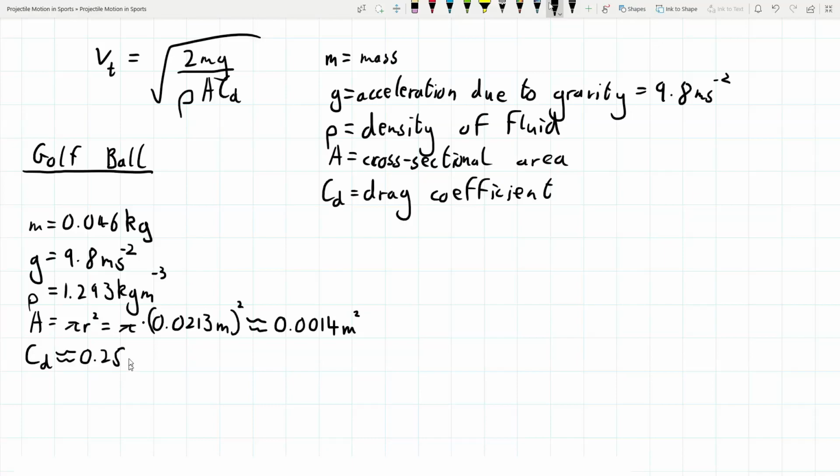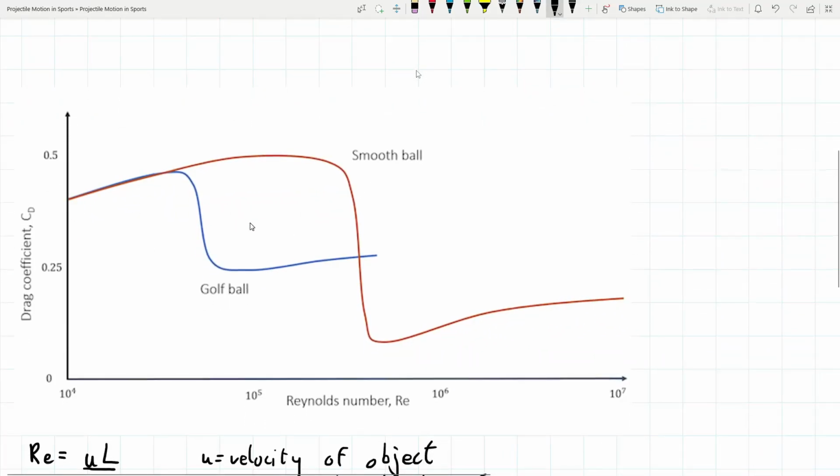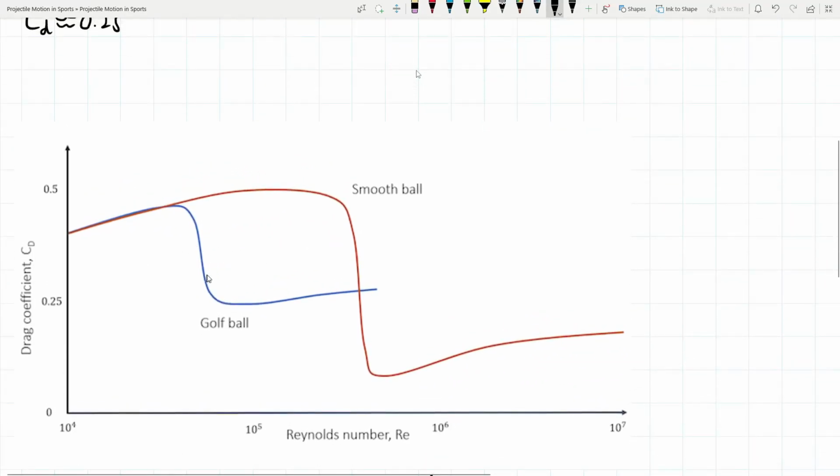Now, where did I get this from? Well, that's what I'm going to show you. If we go down, I found one of these charts while I was researching. It shows the drag coefficient here on the left, and the Reynolds number on the bottom. I'll explain what that is in a second, but as you can see, for a smooth ball, it's a lot higher up here, and then it goes all the way down here for high Reynolds numbers. But for a golf ball, it's a lot lower, and that's because of the dimples, and that's why golf balls actually have dimples.